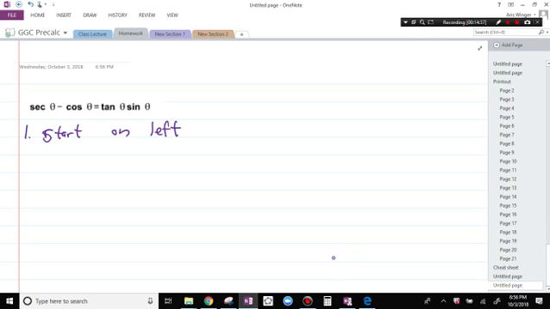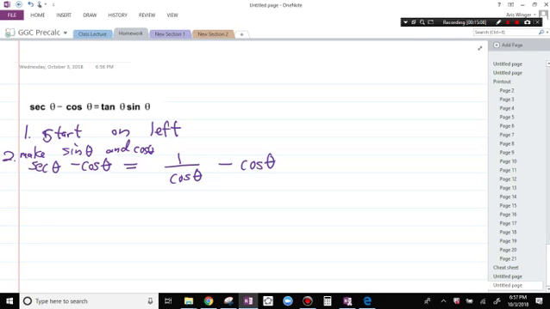You can do either one. Generally, it's easier to make two things into one. We have two terms, right? And somehow we're going to make this thing into one term. So secant theta minus cosine theta is equal to, and then the second step is to make sines and cosines. Okay, what's secant? 1 over cosine minus cosine.